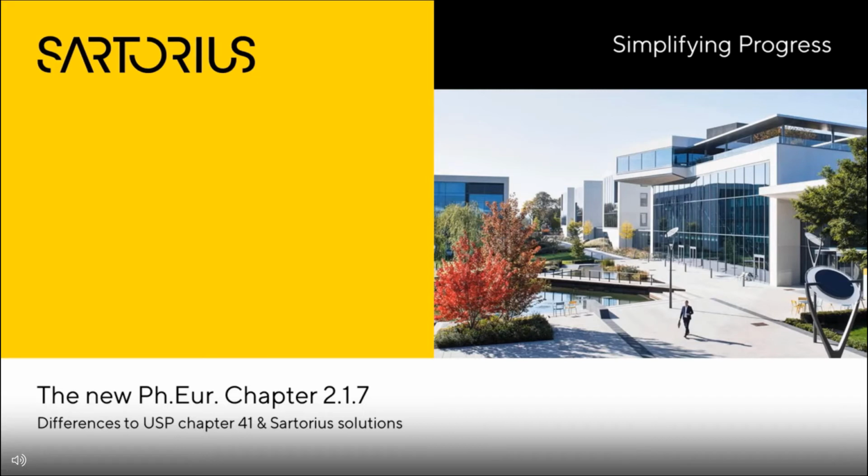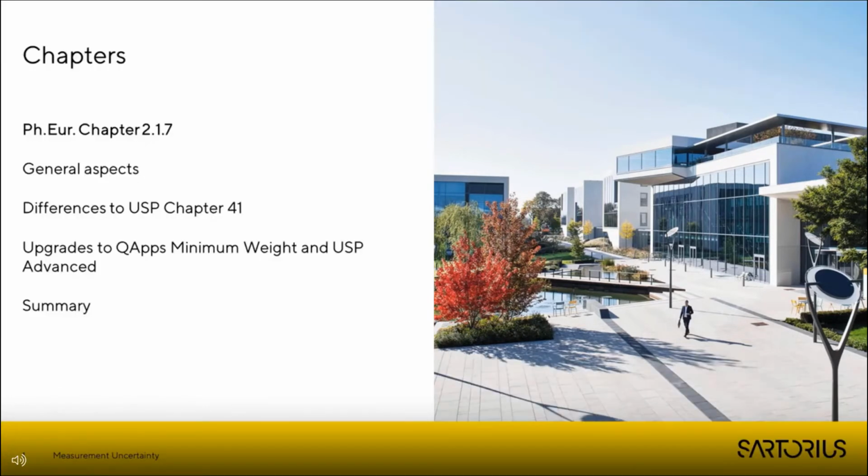In this presentation, I will talk about the new chapter 2.1.7 of the European Pharmacopeia. I will highlight the differences to the USP chapter 41, and I will talk about Sartorius software solutions to cover this topic. I will start to talk general aspects of the new chapter, then the differences to the USP chapter 41, upgrades to the QAPS minimum weight and USP advanced, and in the end I will give a short summary.